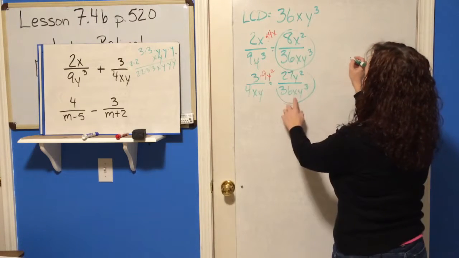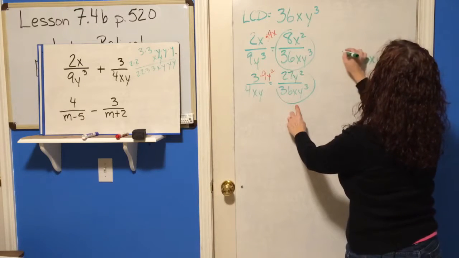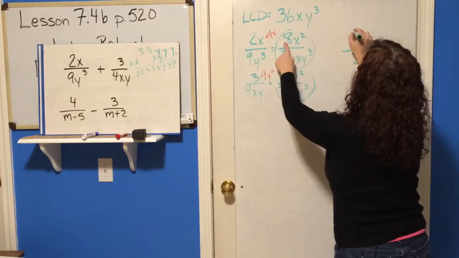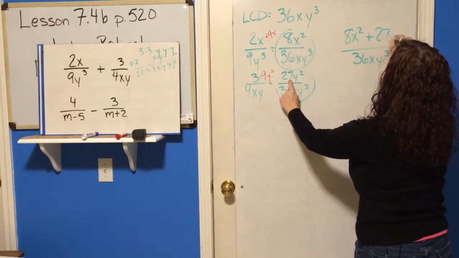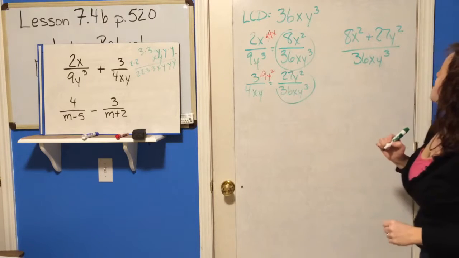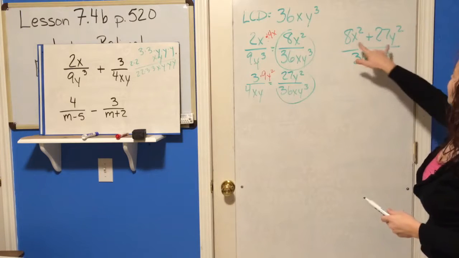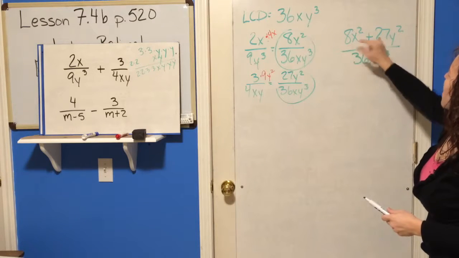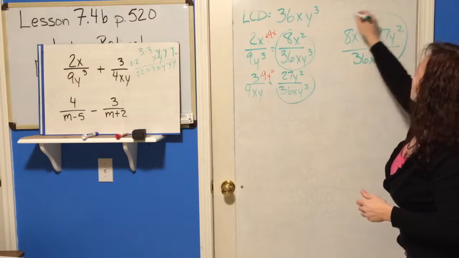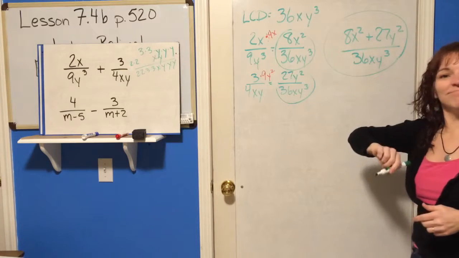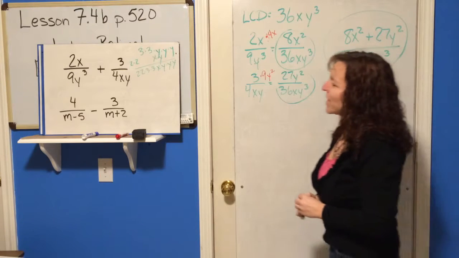So we have the like denominator of 36xy cubed, and we're going to add 8x squared plus 27y squared. And 8 and 27 don't have anything in common, so we can't pull anything out, so we can't factor anything, so we can't simplify, so we're done. Easy, right? Okay, let's do one more.